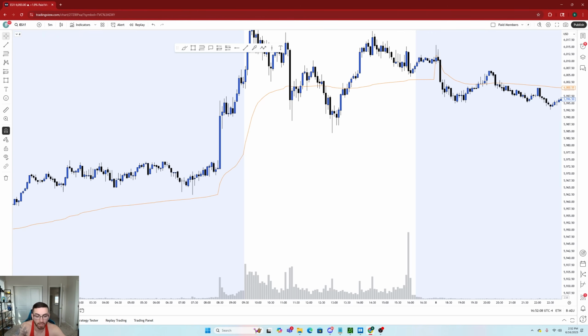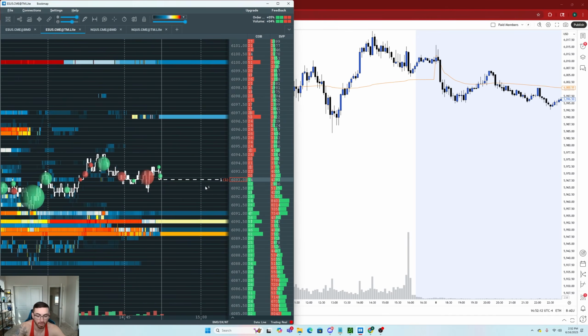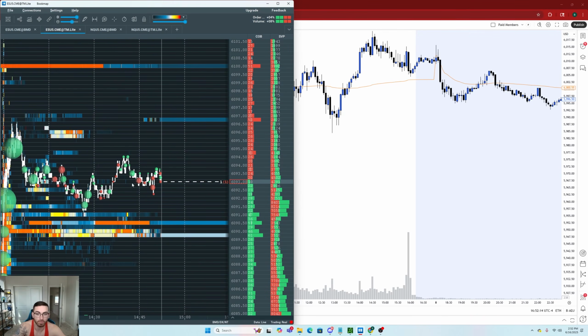But another thing that I really like to use to understand are there actually buyers or sellers within that imbalance is going to be Bookmap.